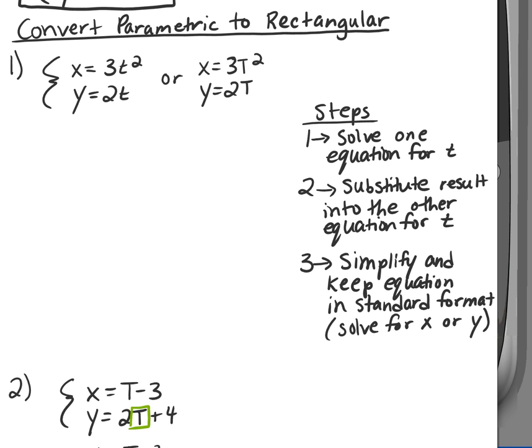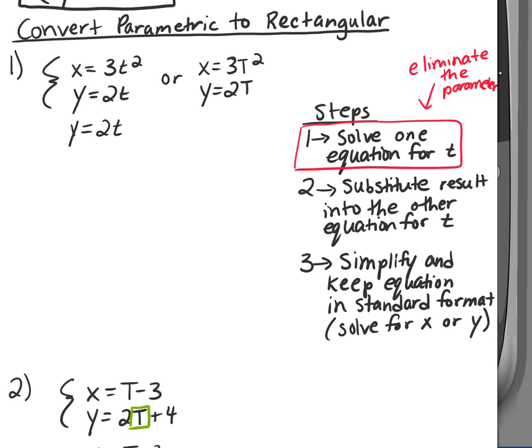So our first step in order to eliminate the parameter is we're going to pick one of the equations and solve for t. What makes it a parametric equation is it has that extra variable. I always pick the equation that's easier to solve for. So if I look at my first equation, 3t squared, I'd have to divide by 3 and square root, whereas if I choose the second one, all I have to do is divide. So I'll divide by 2 here. I get y over 2 is equal to t.